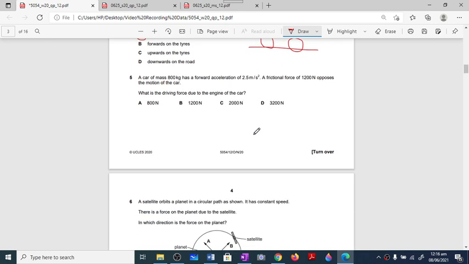Then the next question, a car of mass 800 kg has a forward acceleration, and a frictional force of 1200 Newton opposes it. What is the driving force on the car? So for this, we will apply the formula F minus f equal to ma. So capital F is equal to f plus ma. Now that is 1200 plus 800 into 2.5. So we will get the answer option D, which is 3200 Newton.